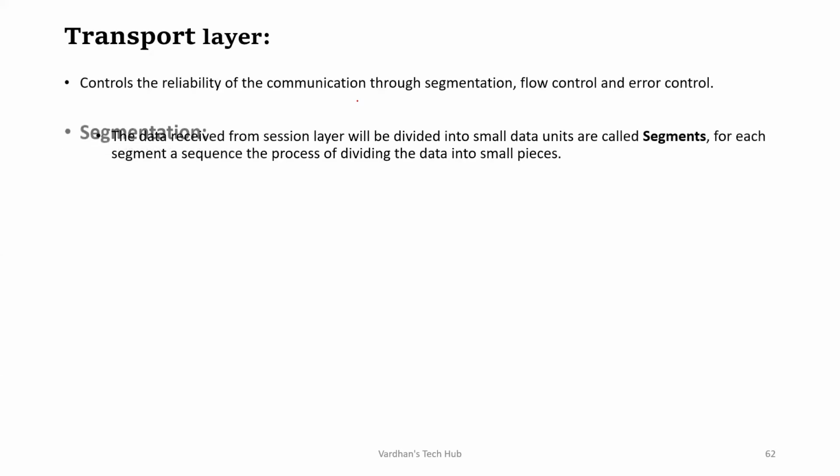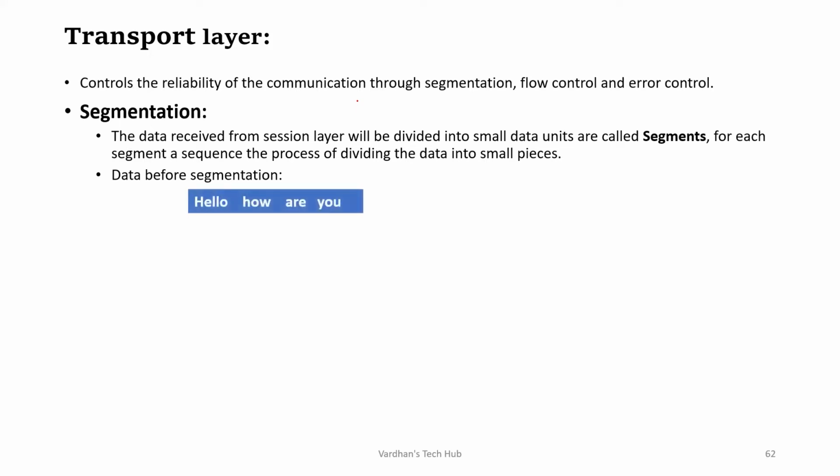So the next layer is the transport layer. Whatever data it is receiving, it controls the reliability of the communication through segmentation, flow control, and error control. So what does it mean? We'll discuss. What is segmentation? What is flow control? And what is error control? These are the three functionalities of the transport layer. Let's see them one by one.